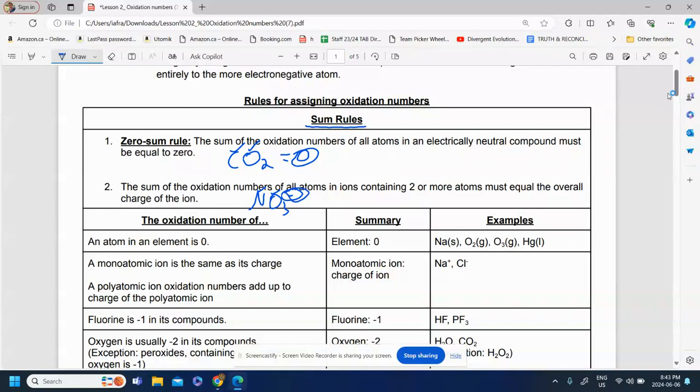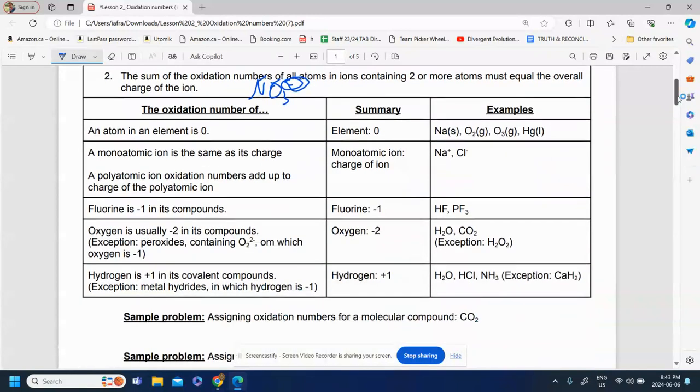So how do you assign these numbers? Well, we follow a list of rules here. Any atom that's considered an element, like a monoatomic element or a molecular element, for example, Na is an atomic element, O2, O3 are molecular elements, Hg is atomic, those would have an oxidation number of 0. Monoatomic ions, even if they're in compounds, will usually have the oxidation number that matches their charge in the periodic table. So for example, Na is +1, chlorine is -1.